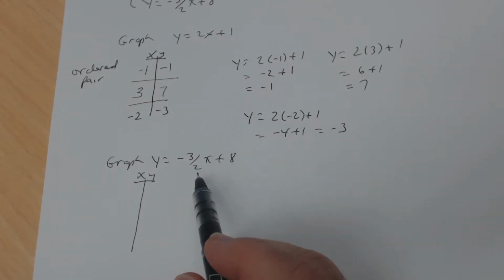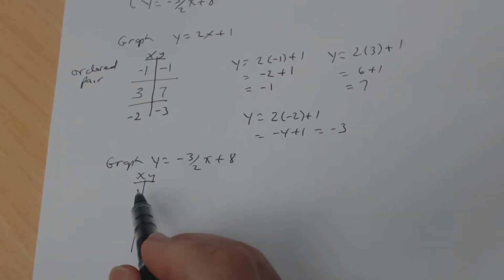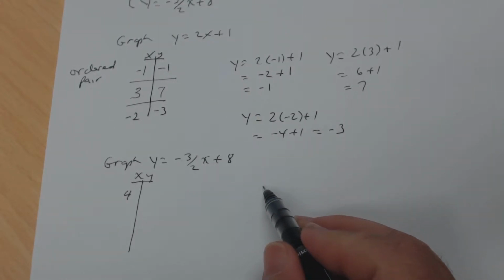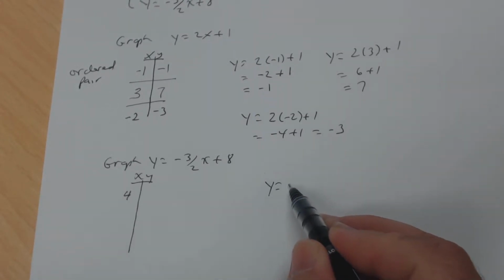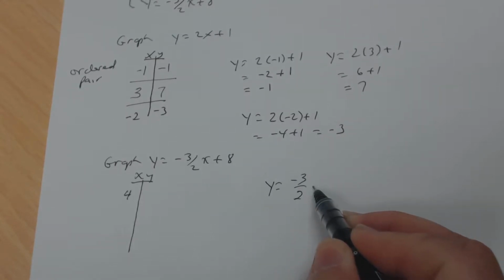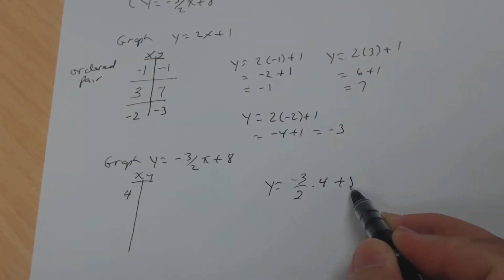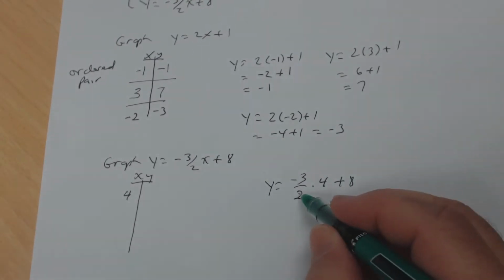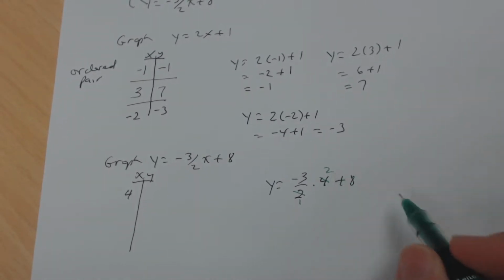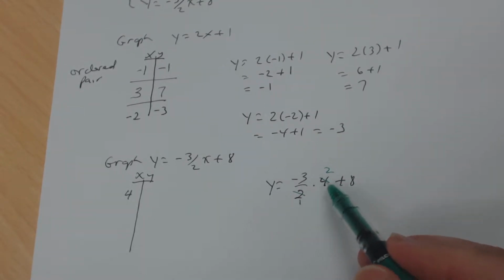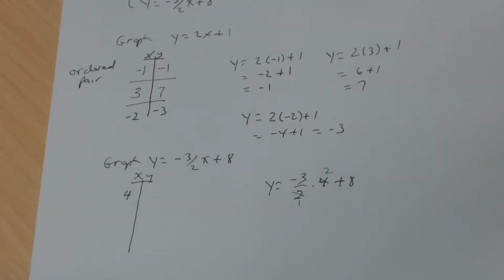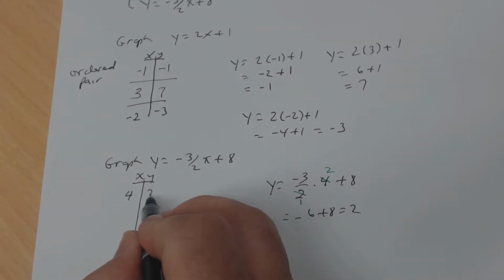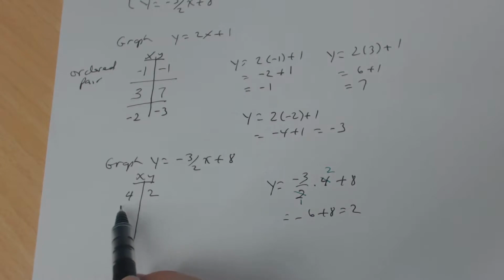All right, so let's pick, let's say, 4, if x is 4. So if x is 4, I'm going to get y equals negative 3 halves times 4 plus 8. And then you reduce. 2 into 2 is 1, 2 into 4 is 2. So I get negative 3 times 2 is a negative 6. And negative 6 plus 8 is a 2. So I get the point 4, 2.